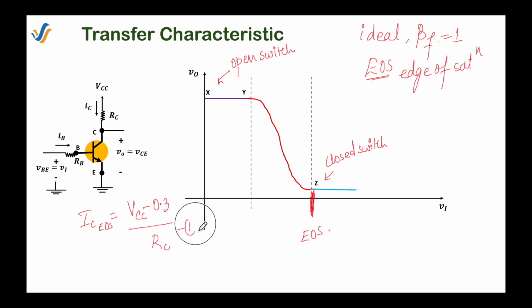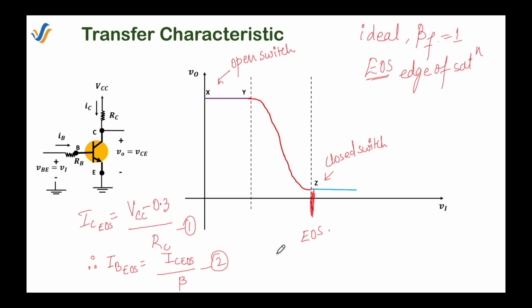Let it be our equation 1. If this is the collector current at the edge of saturation, then the base current IB/EOS is IC/EOS upon beta. So this is equation 2. So this is the base current at the edge of saturation, but what will be the corresponding input voltage which is required to drive the transistor into the edge of saturation?